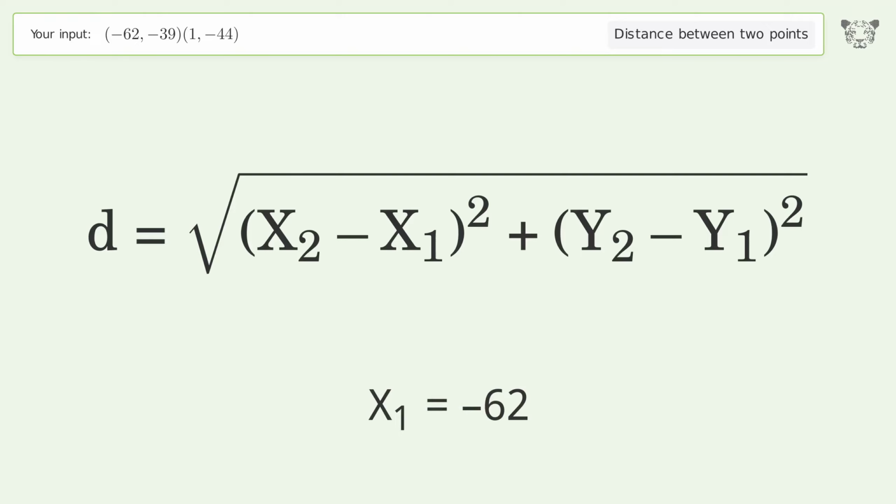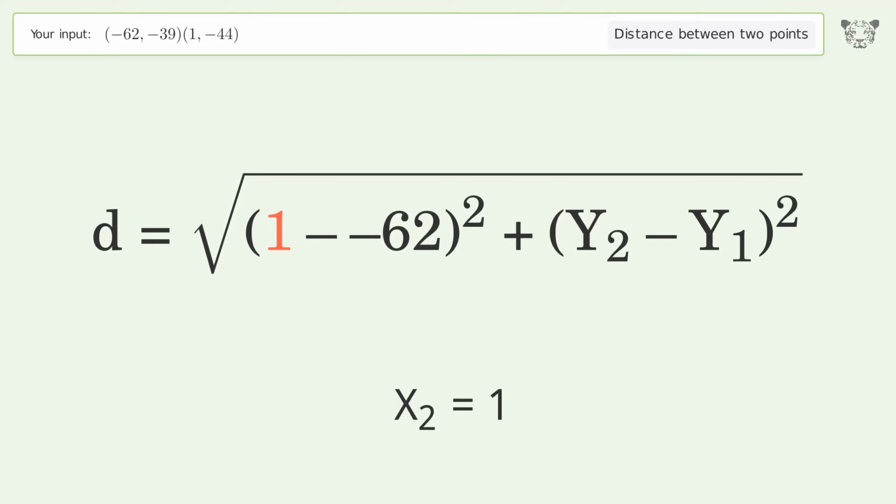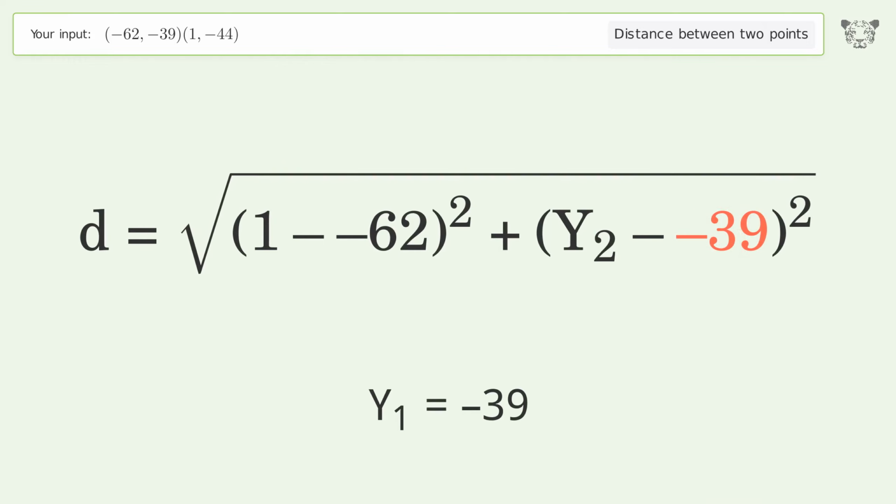x1 equals -62. x2 equals 1. y1 equals -39. y2 equals -44.